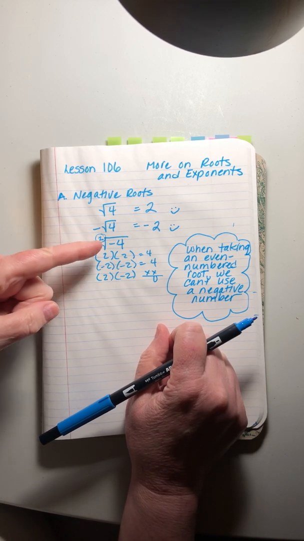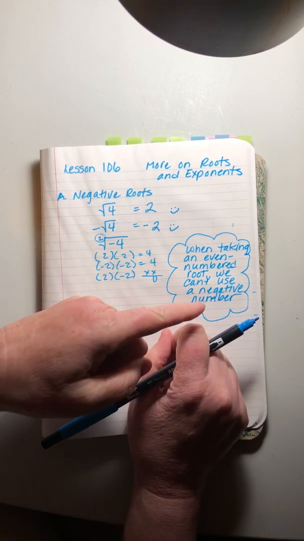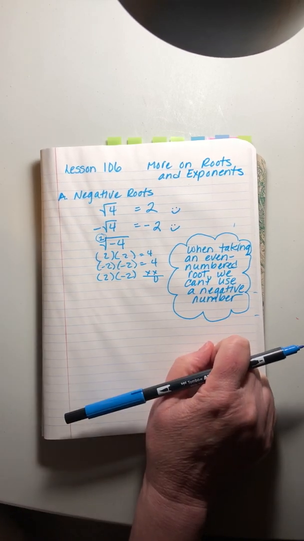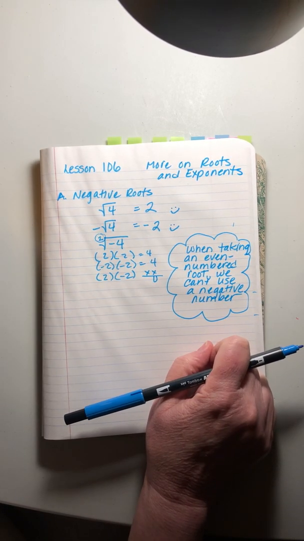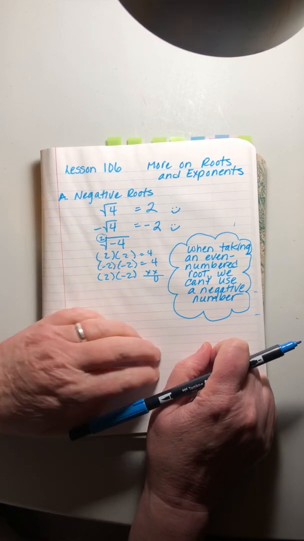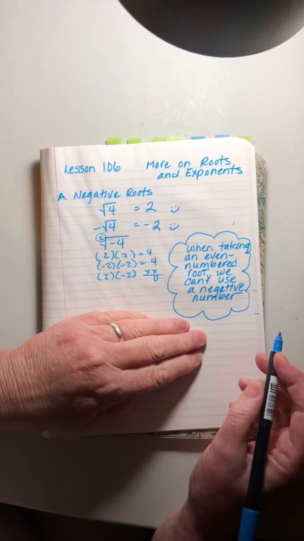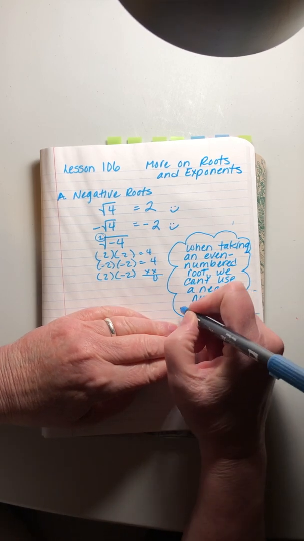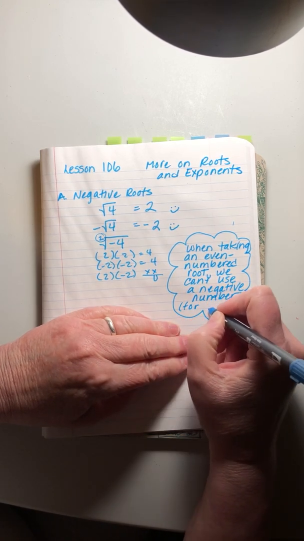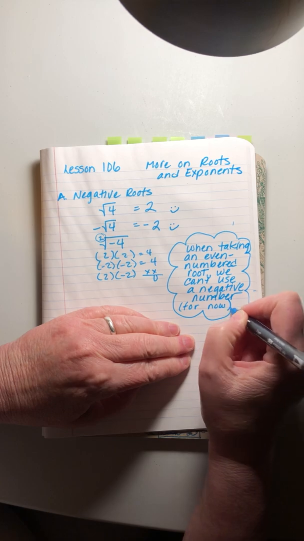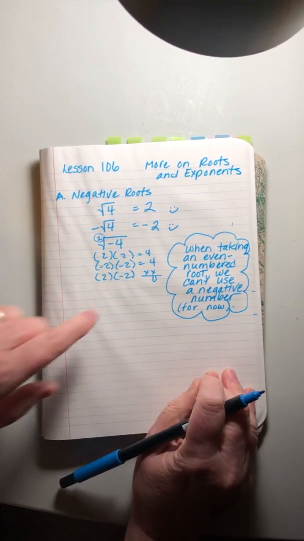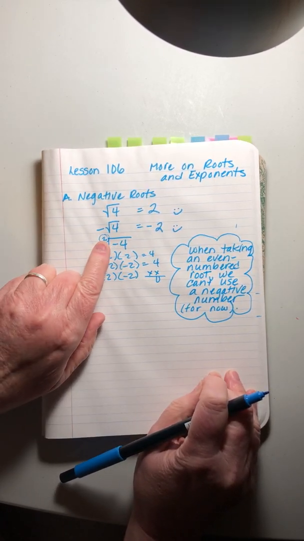So when we have an even numbered root, we can't use negative numbers. Now I will tell you this: in Algebra 2, we're going to learn the secret of how we can do it. But for now, we can't use a negative number. So I'm just going to write for now, because that will change later. But for now, no minuses if it's an even numbered root.